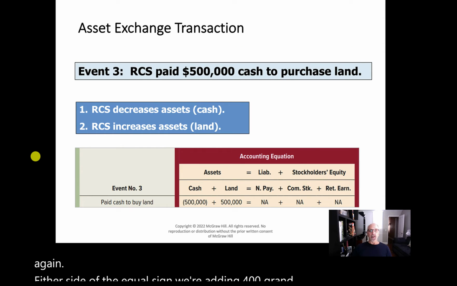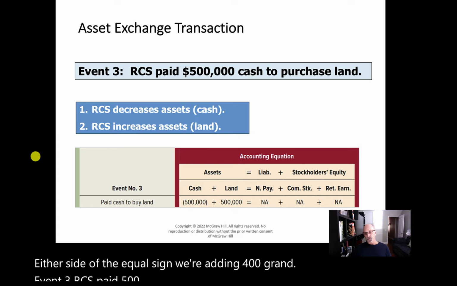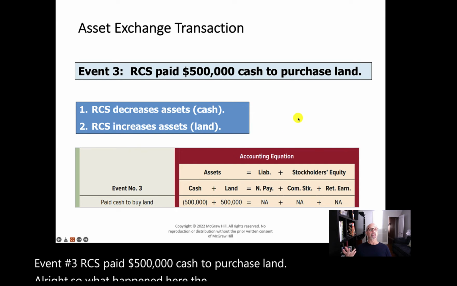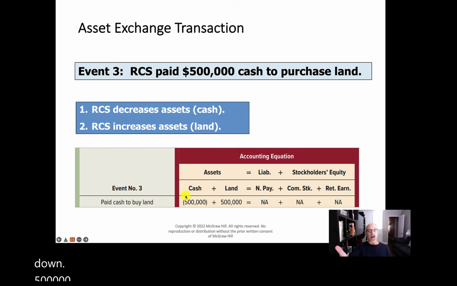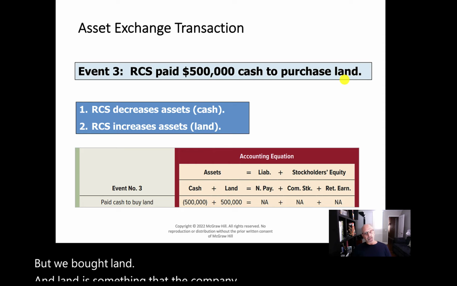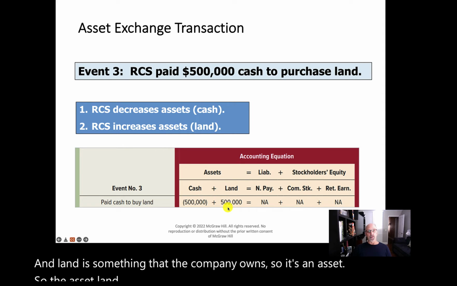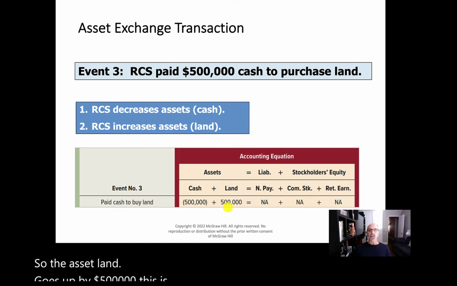Event number three, RCS paid $500,000 cash to purchase land. All right, so what happened here? They bought a piece of land. They paid $500,000. So if I paid $500,000, that means that the asset cash is going to go down $500,000. Out-of-pocket cash. But we bought land, and land is something that the company owns. So it's an asset. So the asset land goes up by $500,000. This is called an asset exchange. One asset goes down, the other asset goes up.